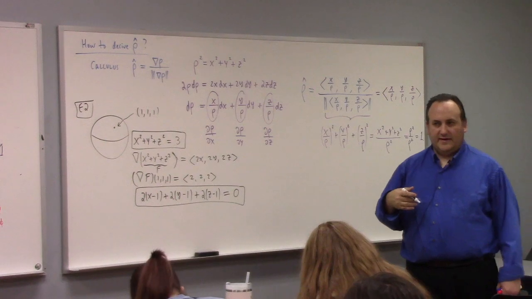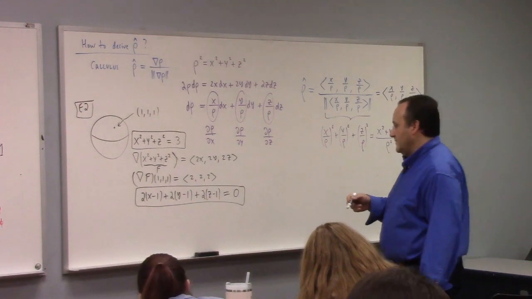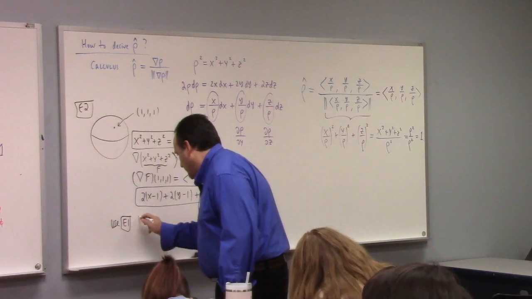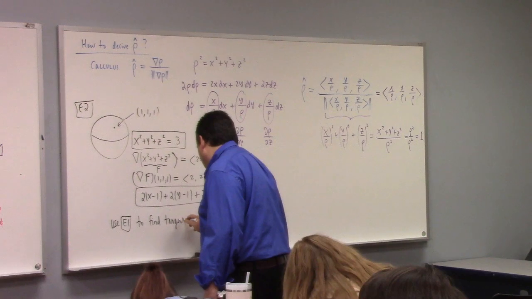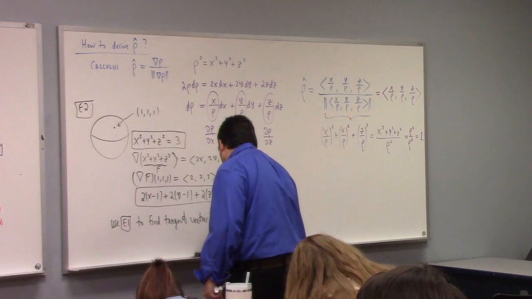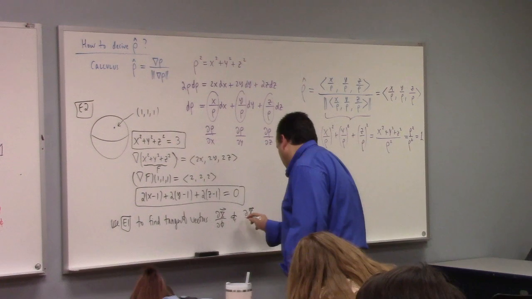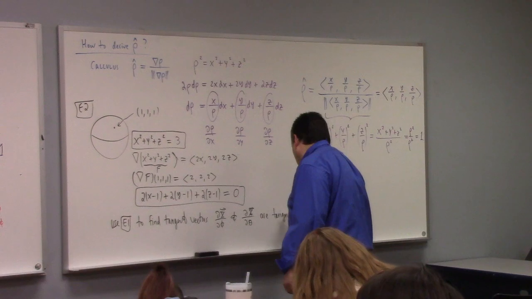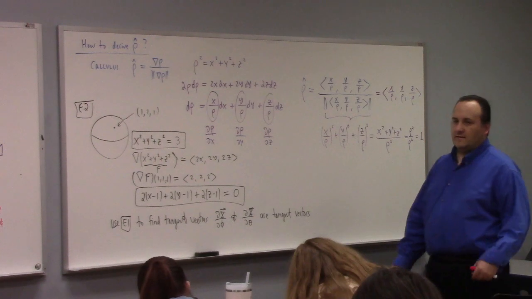Now, how do we find tangent vectors? Well, we could use example 1, right? So we can use example 1 to find tangent vectors, because we know that partial x partial phi, and partial x partial theta are tangent vectors, right? These are tangent vectors.